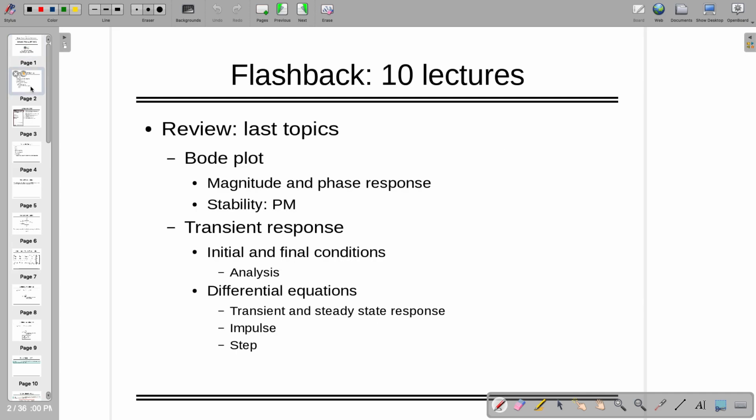So what did we exactly learn in 10 lectures? We learned about frequency response, which is composed of magnitude and phase response. And to predict the stability of any system, we look at the phase margin. Phase margin is measured using phase at UGBW, and you write the equation, and then you can find out whether the system is stable or unstable.